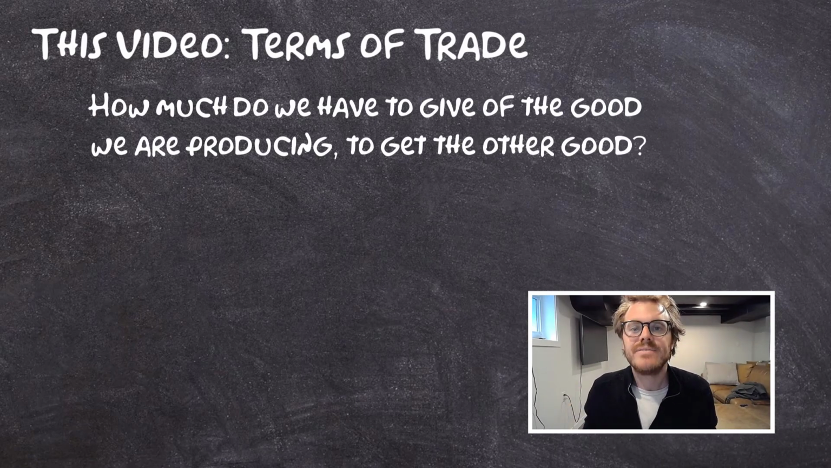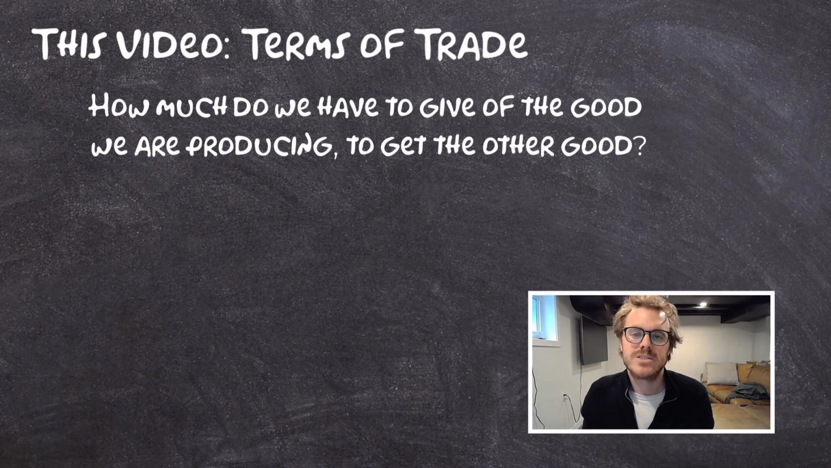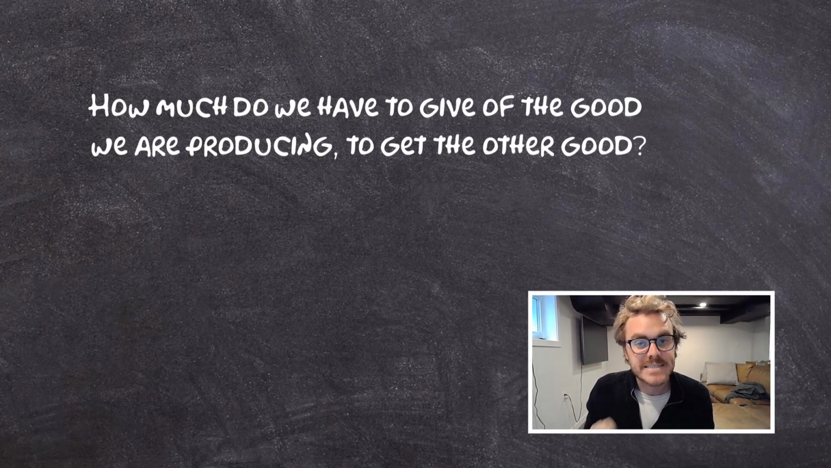One thing we haven't talked about yet is terms of trade. How much of one of our goods that we produce do we have to give away to get one of these goods that we don't produce? To explore this topic, let's go back to our example with Tully and Lupe.